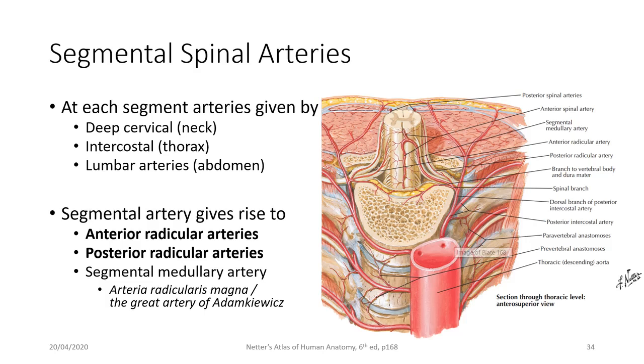They are not present in each segment. They may skip a few segments, and they are not usually bilateral. There is more chance that a segmental medullary artery enters the spinal cord from the left side. Here also in this picture it is shown on the left side, and there is an artery in the thoracic region, the great artery of Adamkiewicz, also known as arteria radicularis magna, the great radicular artery that is in the thoracic region, and it is the largest segmental medullary artery.